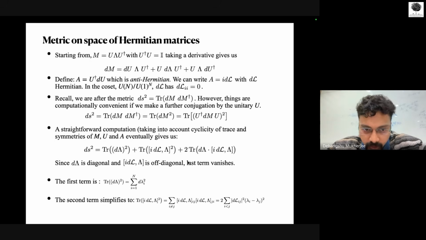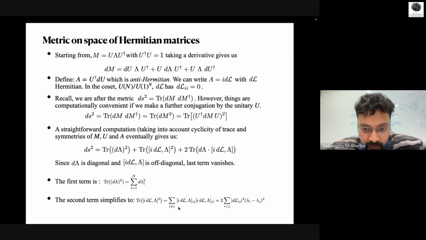Now, focus on the third term. Remember that d lambda is always diagonal. And because all the diagonal elements of dL were identically zero, this object is always non-diagonal, which basically means that if I take a trace multiplying these two objects, it's always going to vanish. The first term, however, is very simple. It's simply the square of the differentials of the eigenvalues. The second term can be simplified.